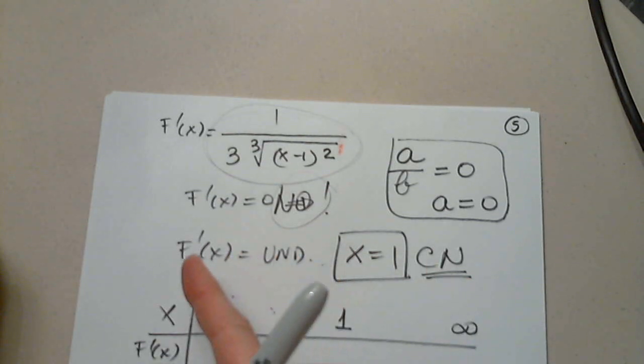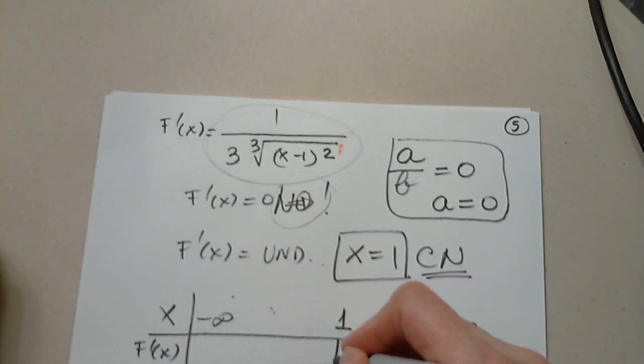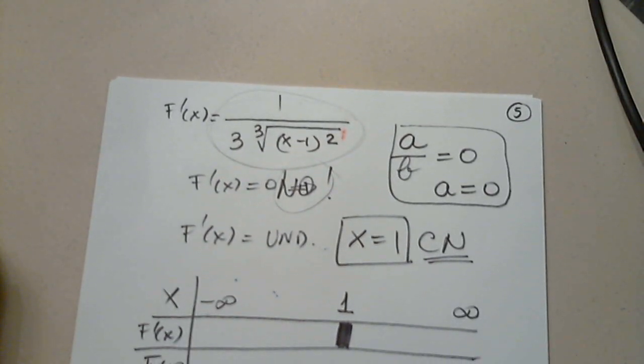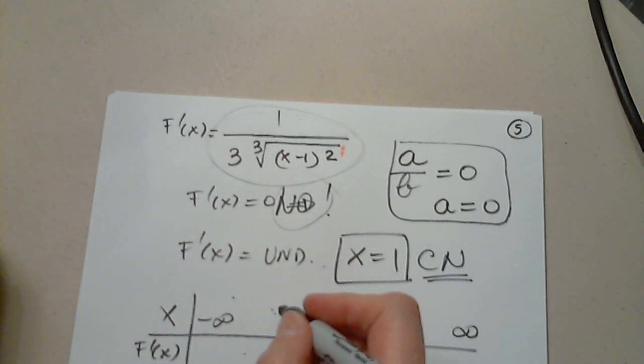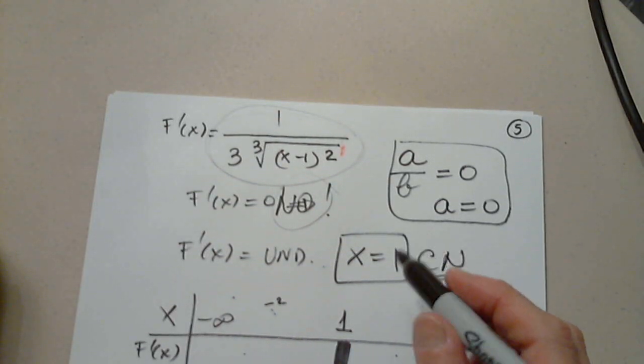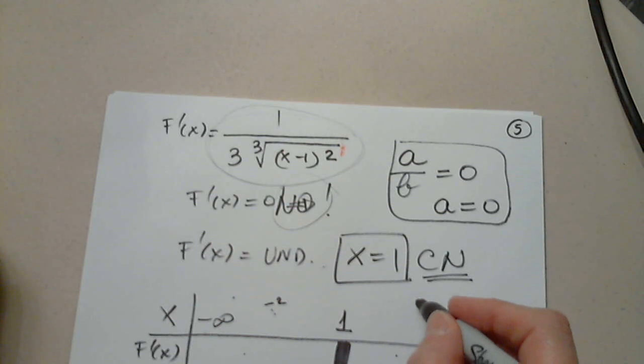And the critical number is from f prime being undefined, which means I cannot put a number in there. It's undefined. There is no number. All I need to do is study the sign. And it's done. So I'm going to say -2. As you notice, I don't put them in the table. This is just for studying the sign. Let's say -2 and 2.